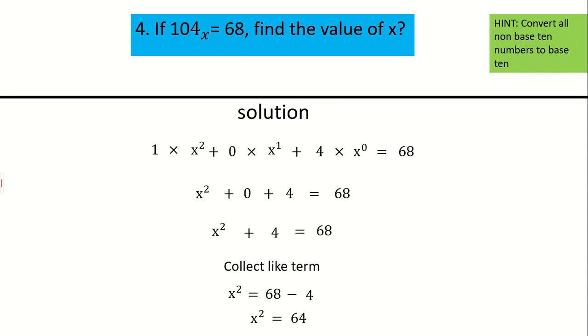So for me to obtain my x, I need to take the square root of both sides. When you do that, you obtain plus or minus 8. But since the base cannot be negative, it has to be positive. So our answer is actually plus 8. You can see it's very simple.